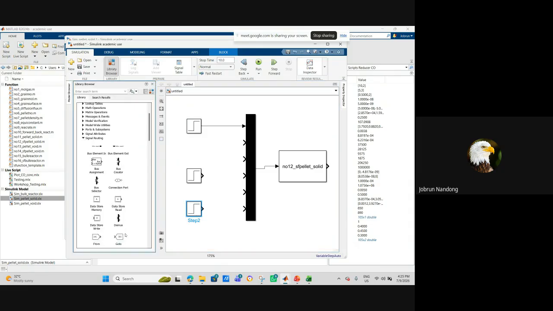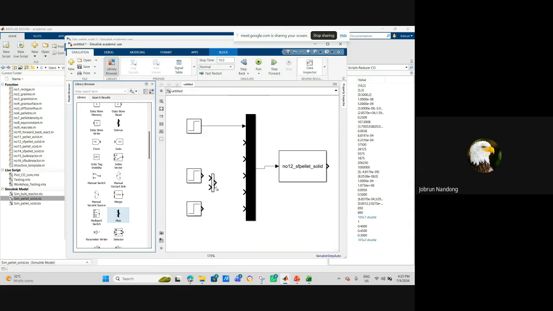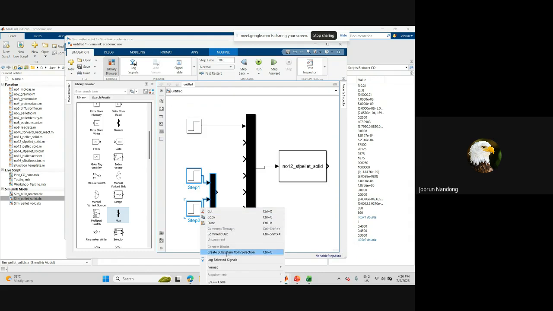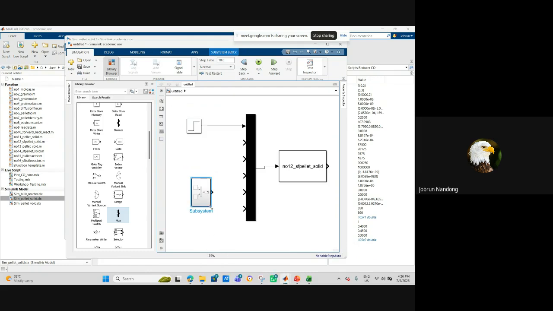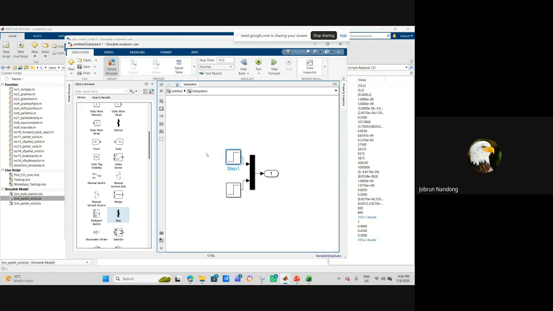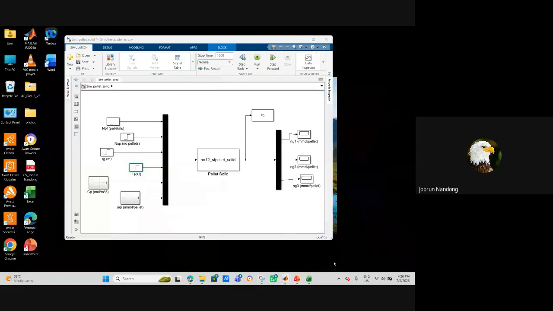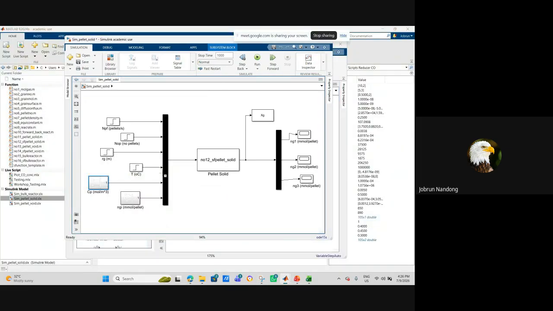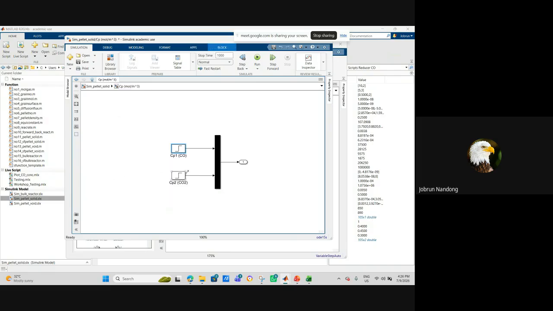Mux function block. Max blocks. Where is the mux block just now? This one. After that, you can just highlight this one, right? Highlight and then right click, create subsystem. Okay, it creates the subsystem for you. After that, if you want to go inside, you just double click it, and then you can edit this one here. That's how you do it. I just explained this part. All of these are sub blocks, subsystems they call it.